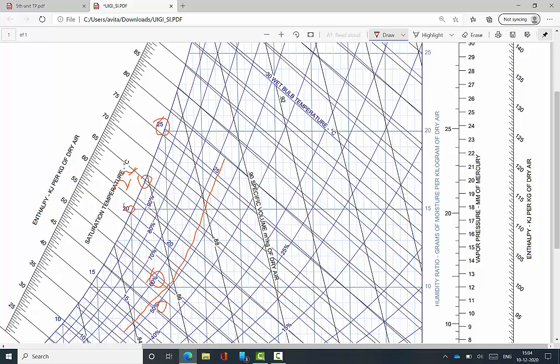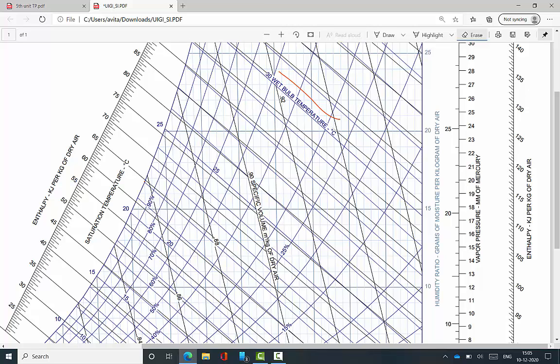These things are in the psychrometric chart and the data. This is the enthalpy line, and this is the vapour pressure line, on the y-axis. I already explained the psychrometric chart in detail in previous classes. Today we discuss problems related to the psychrometric chart.